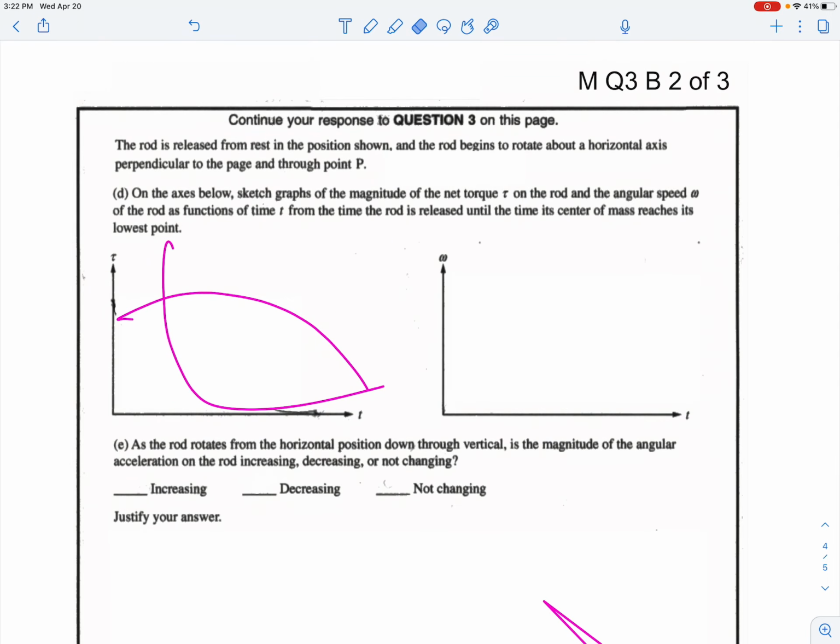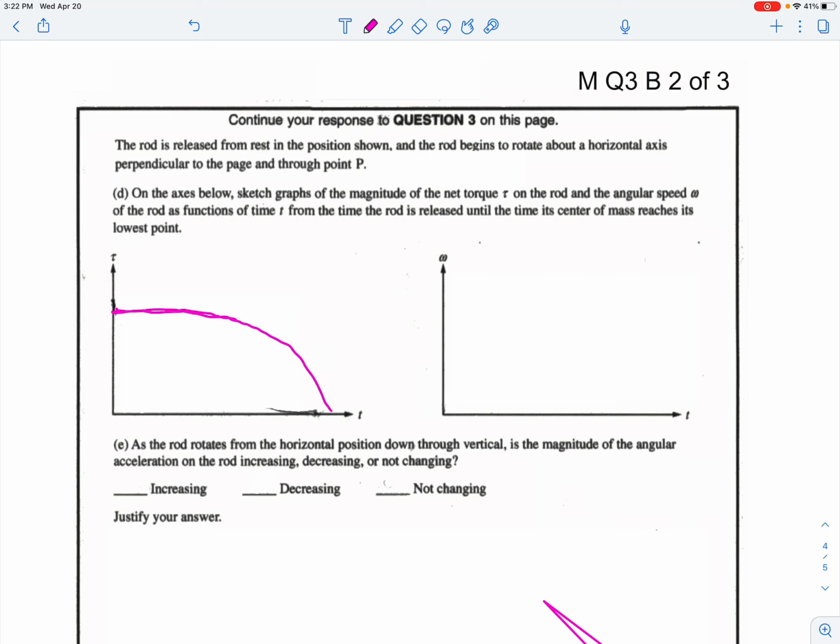So it can't be the one that's increasing. So it's either this one or this one, something like this. It cannot be this one, because this would indicate that the torque is dropping off ridiculously. So it has to be something similar to that, which starts off almost horizontal, but not really, and then drops.